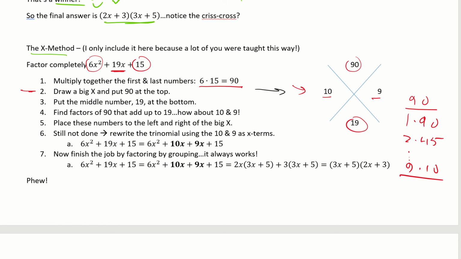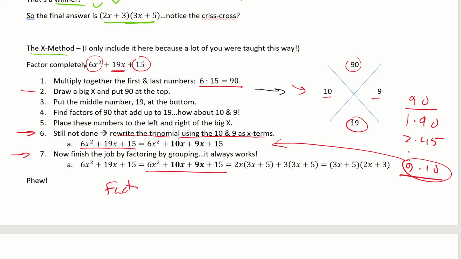What do you mean make the thing work? Well, this is the step. Now you rewrite the trinomial using the 10 and 9 as x terms. So watch this. This is how people learned it, I think, in high school or wherever. 6x squared plus 19x plus 15, we're going to rewrite as 6x squared plus 10x plus 9x plus 15. So these numbers we found are being used there. All right, so now you take this thing and you factor by, I told you it was coming back, grouping.